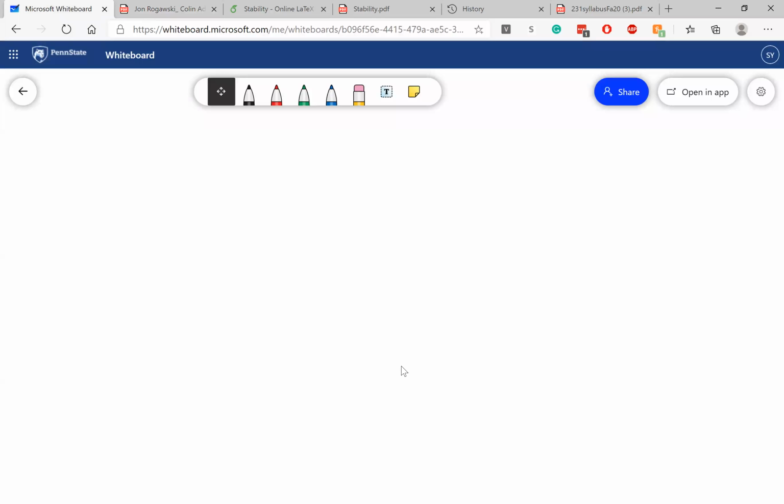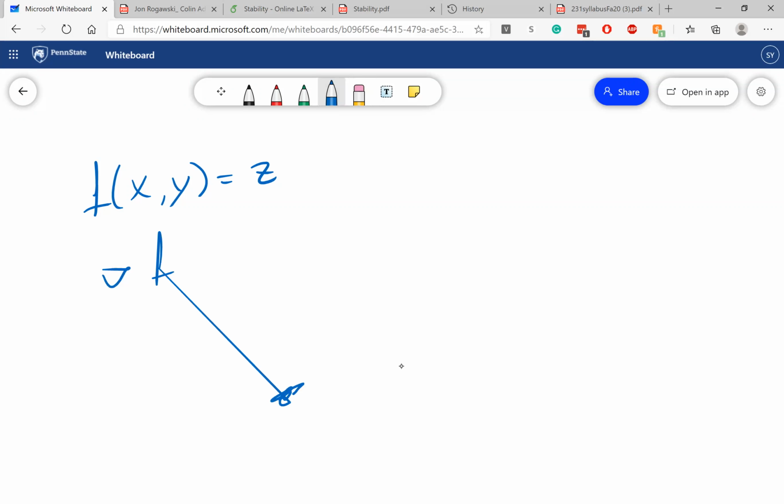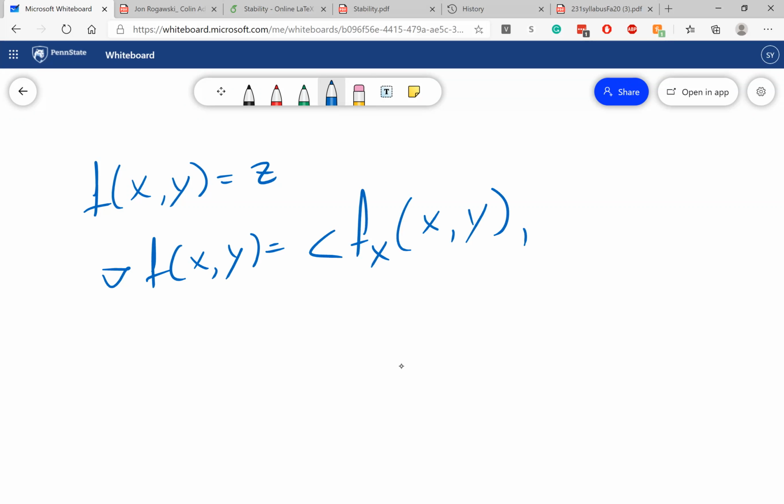If we have a function f of x, y is equal to, let's say, some z. The gradient, and we use this upside down triangle to talk about the gradient, of f of x, y is going to be a vector, and in the first component we're going to have the partial of f with respect to x, and then in the second component we're going to have the partial of f with respect to y.